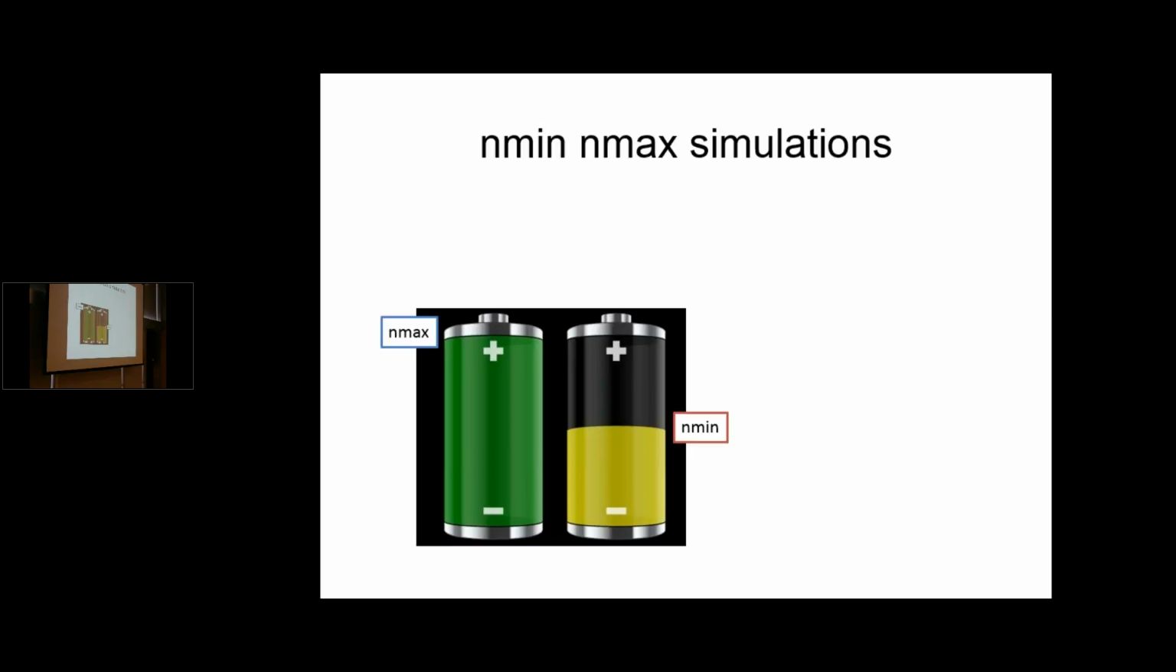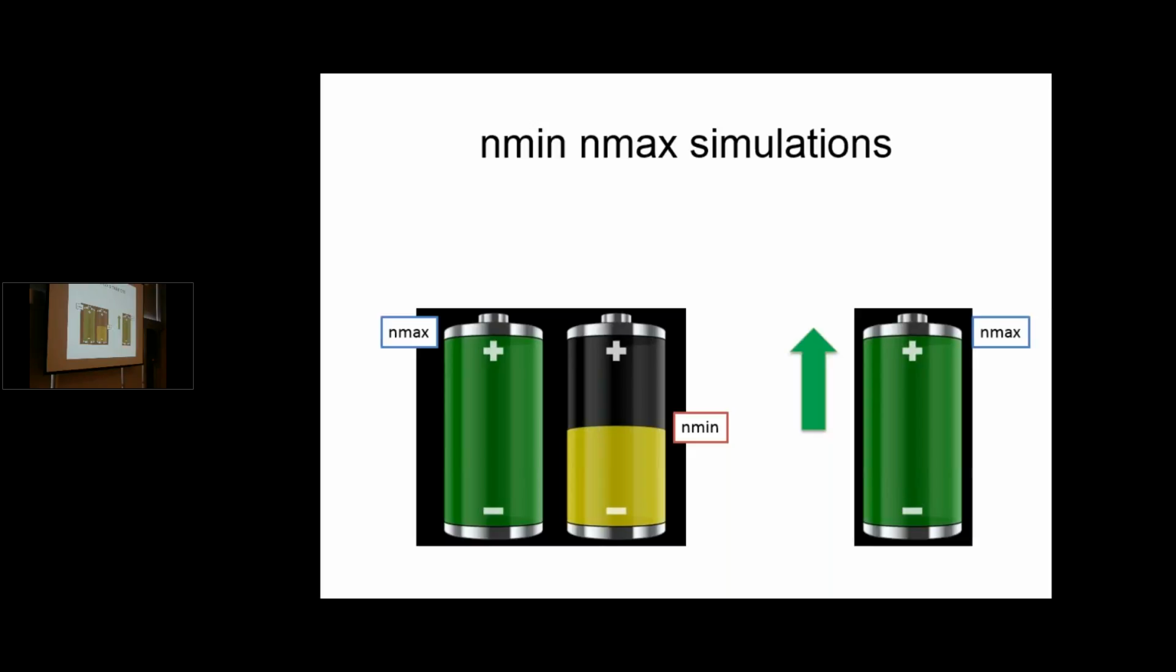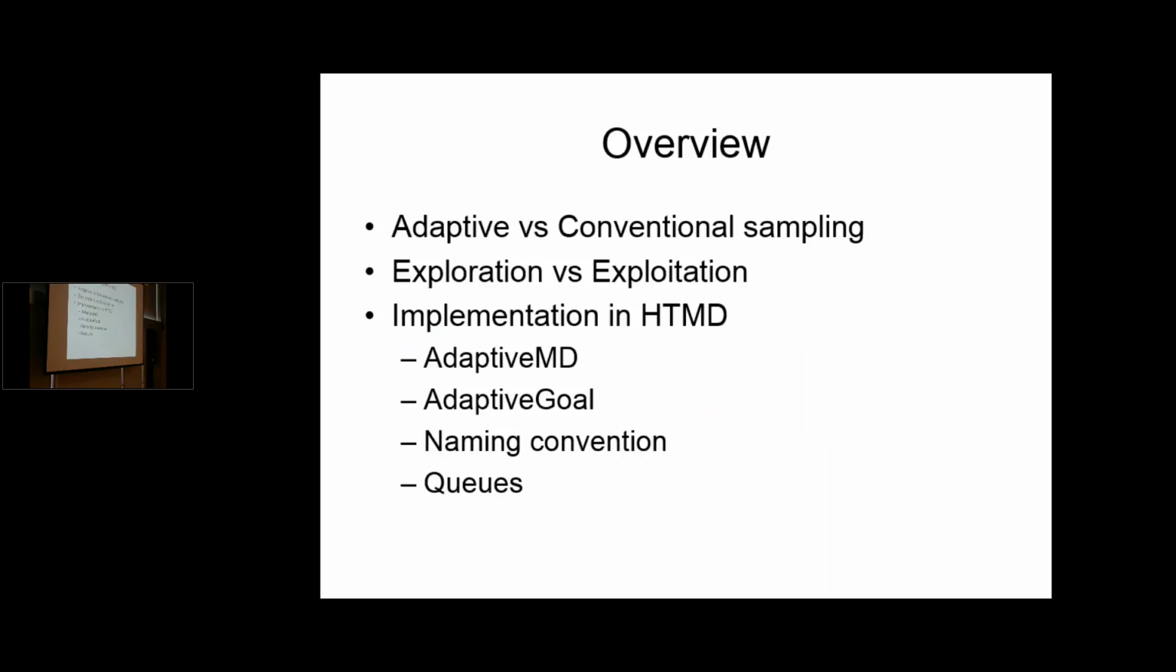However, once you reach the nmin, the number that you define, I mean, if you want them all to complete, then you just put nmin 0. Once you've completed enough, so once you reach nmin running simulations, you just make a new epoch and you fill up the battery again with nmax simulations.